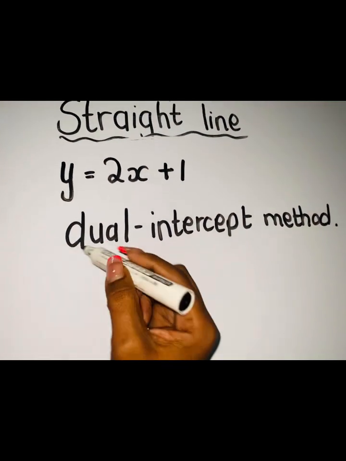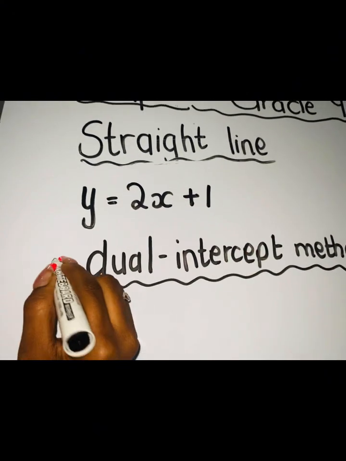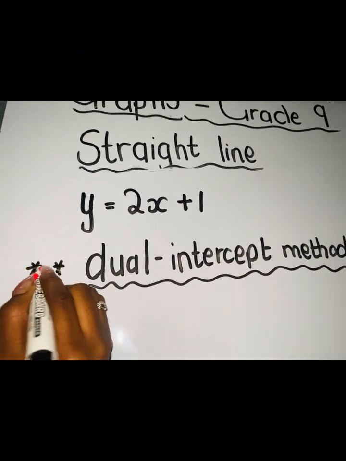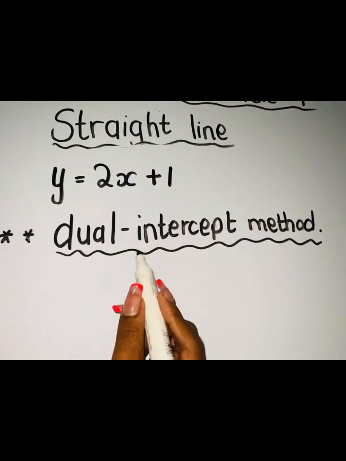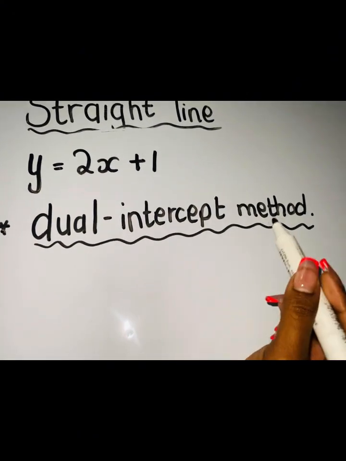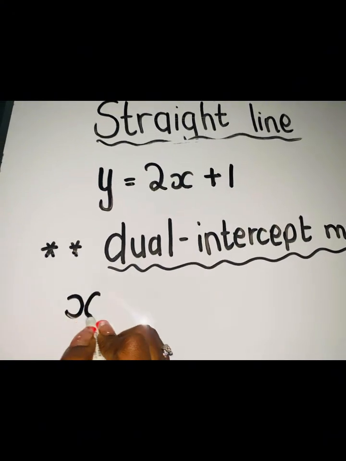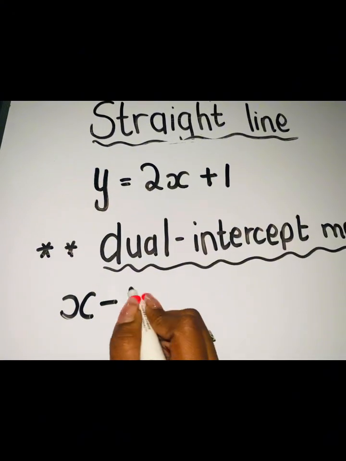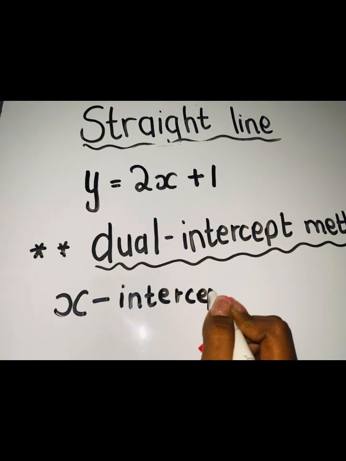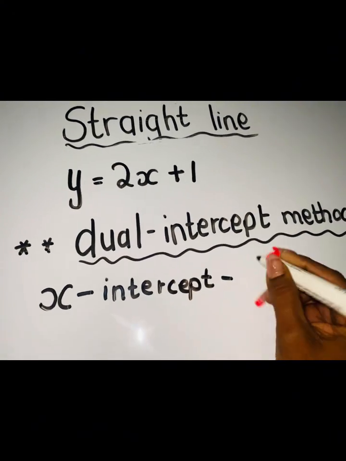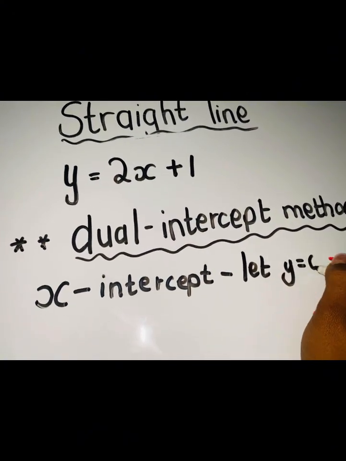Right, guys. So this is the second method, and it's very, very important, especially for grade 10. The table, yes, you can use, but this is very important. This is what's required. So what does the dual intercept method say? It says that if we want our x value for our x-intercept, do you see that? If we want our x-intercept, we need to let y equal to 0.